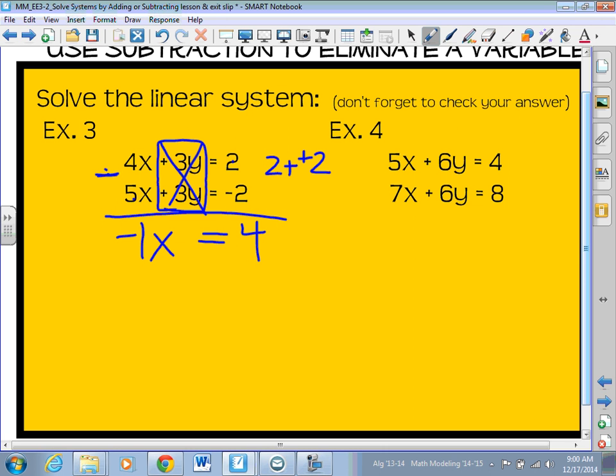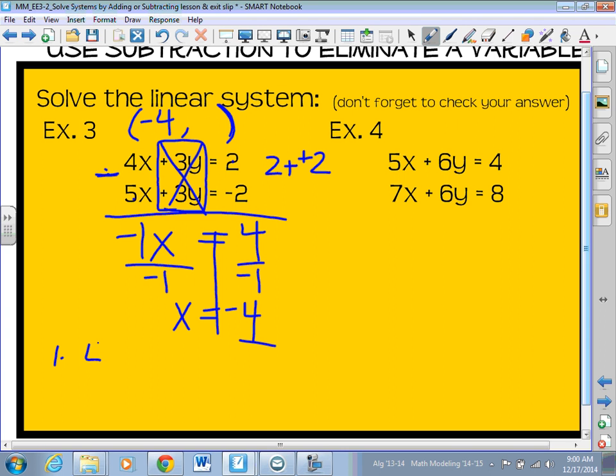Minus can be tricky. Then I am going to divide by negative 1, so x equals negative 4. So in my solution, I have negative 4, comma, but I don't know what y is. That's when I plug in this negative 4, now for x, in one of my equations. I'll plug it in the first equation.